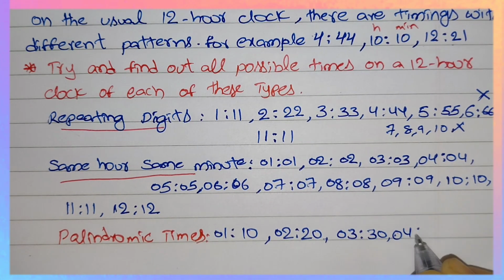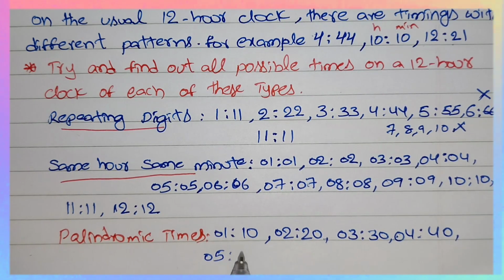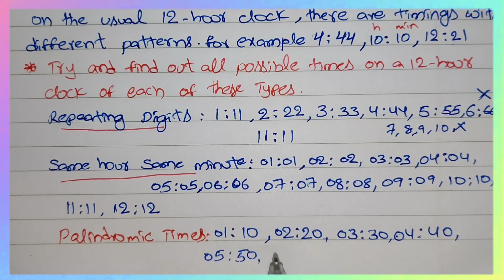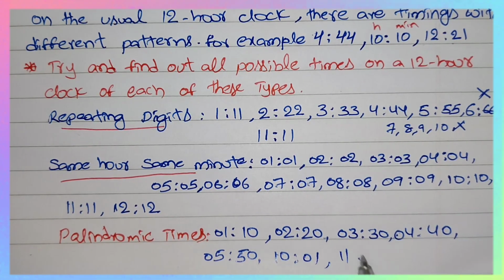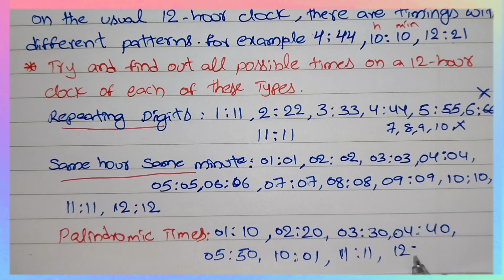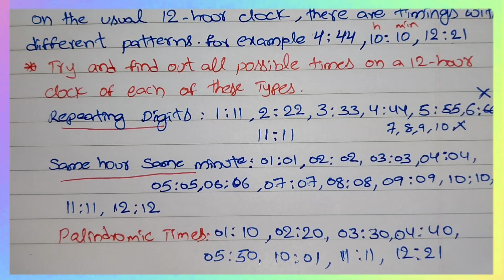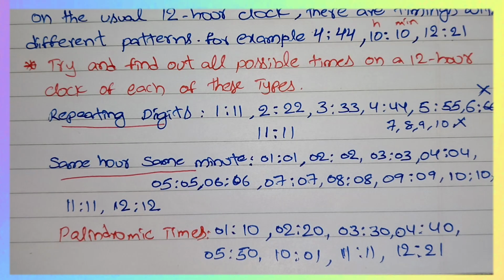The last one, palindromic times. What is palindromic? A number that looks the same forward and backward. Some palindromic times on a clock are 1:01, 2:20, 3:30, 4:40, 5:50, 10:01, 11:11, 12:21. These times read the same from both sides.